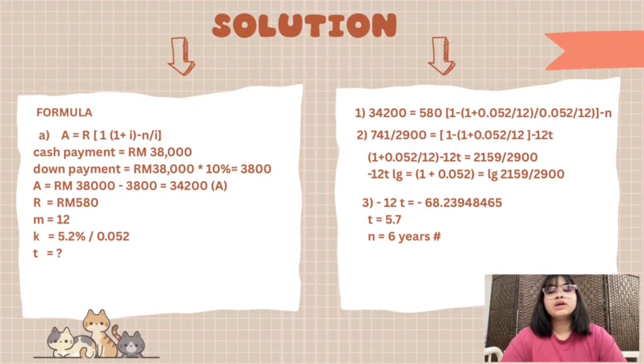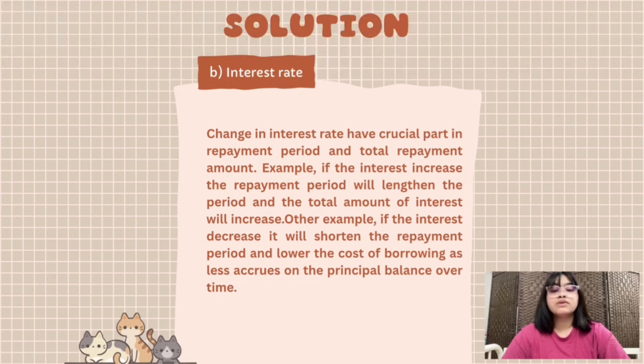For the solution to question 5, we use the formula A equals R, open bracket, 1 minus, open bracket, 1 plus I, power of negative N, close bracket, divided by I. For the cash payment, which is RM 38,000, for the down payment, we use 38,000 times 10%, and we got 3,800. For A, we found that 38,000 minus 3,800, we got 34,200. For R, we have RM 580, which is the monthly installment. For M, we use 12, and for K, which is 5.2%, and we have to find T. After that, we substitute all of this into the formula, and we got N equal to 6 years.